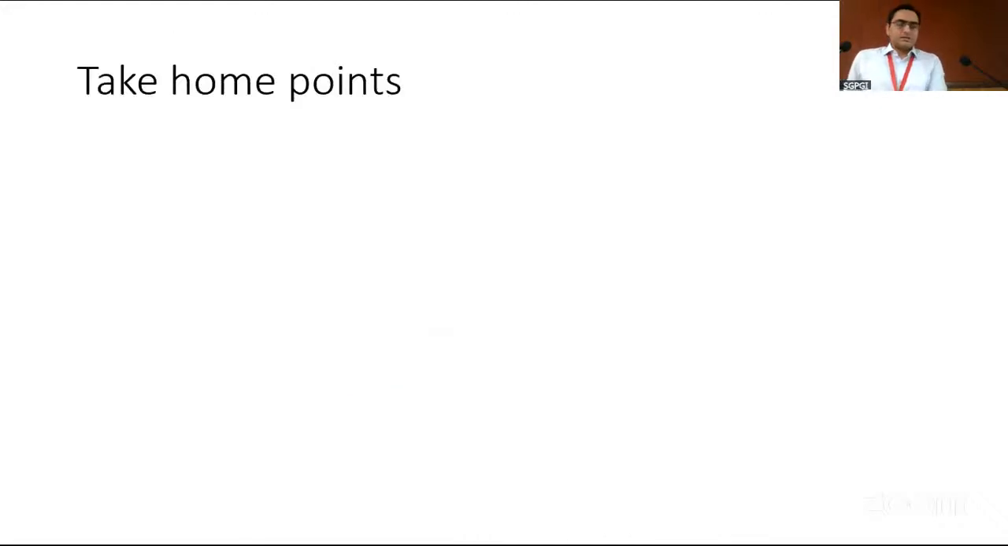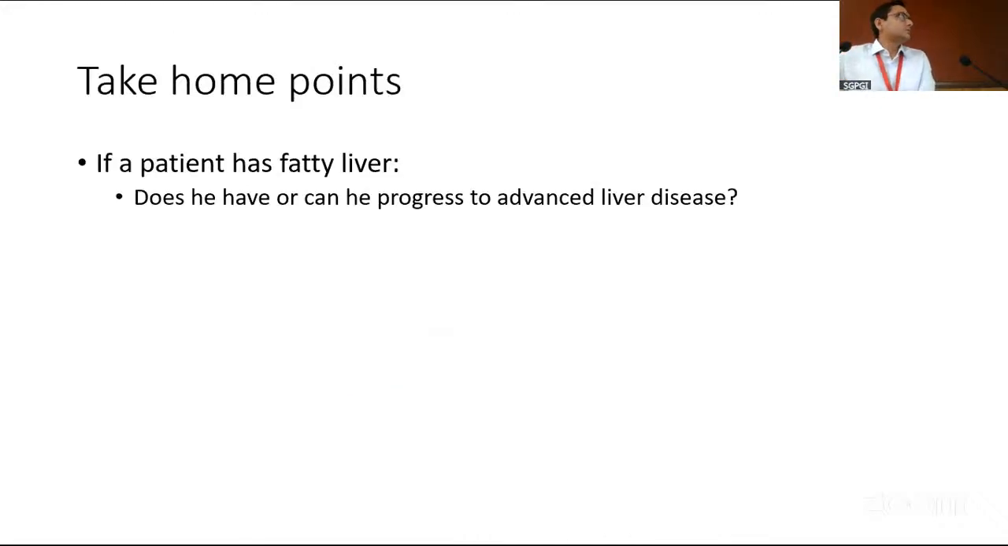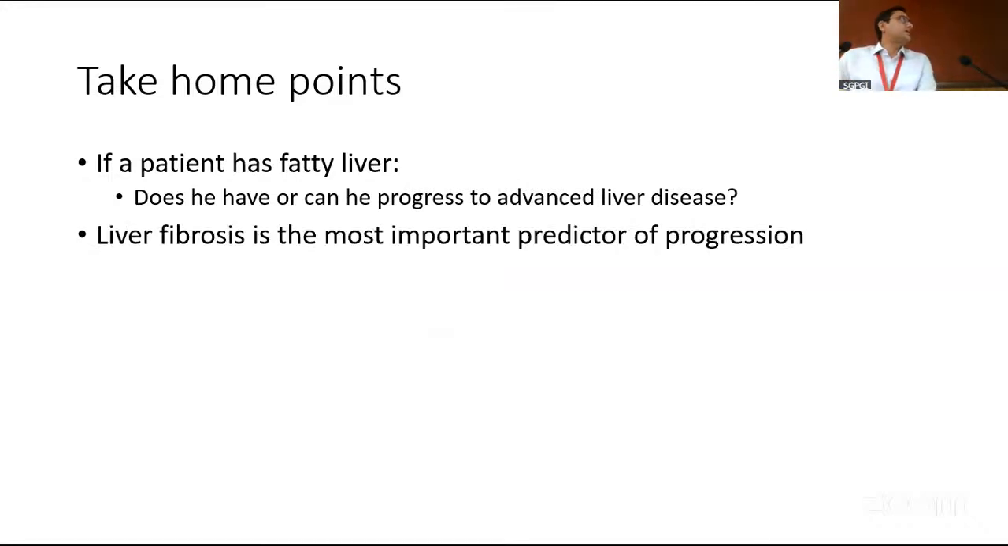So at the end, the points to ponder are that if a patient has fatty liver, can he or she progress to advanced liver disease? Definitely. That's why we require assessment of their steatosis and fibrosis, so that we can intervene at an appropriate time and halt or at least slow the progression of disease.